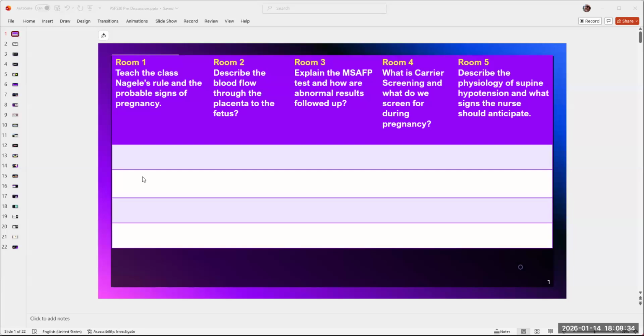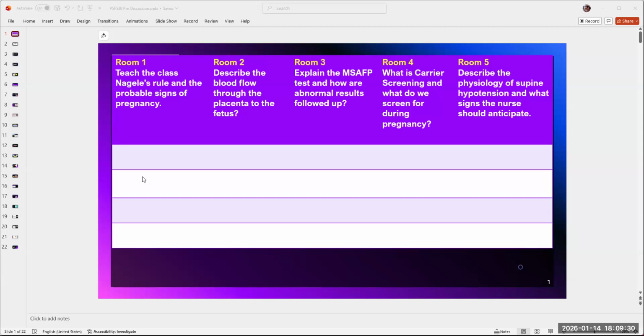So if you're in room 1, and I'm going to come to each room just to remind you, you're going to teach the class the Nagel's rule and the probable signs of pregnancy. Room 2, you're going to describe the blood flow through the placenta to the fetus. Room 3, you're going to explain what MSAFP is, the test itself, and what do we do if the results are abnormal? What's one thing we do for sure, and maybe a second. Room 4, what is carrier screening? And what do we screen for during pregnancy? Which ones do we do? And room 5 would be describing the physiology of supine hypotension and what signs the nurse should anticipate if that's what's occurring.